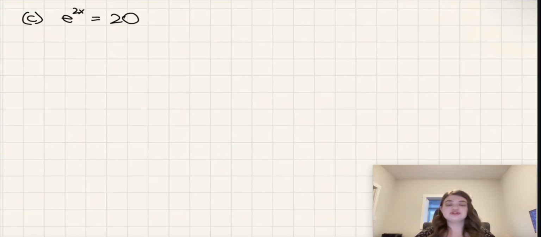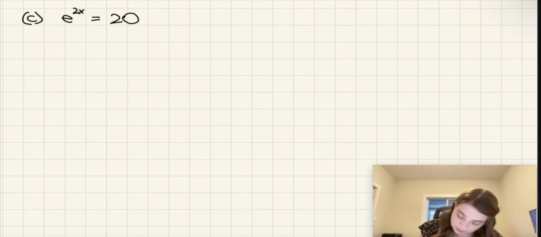Okay, so the next question is e to the power of 2x is equal to 20. Now, the thing we need to do in order to get rid of the e is we need to ln both sides, because ln and e cancel out, right? Because they're reciprocals. Ln and e are opposites in that way.